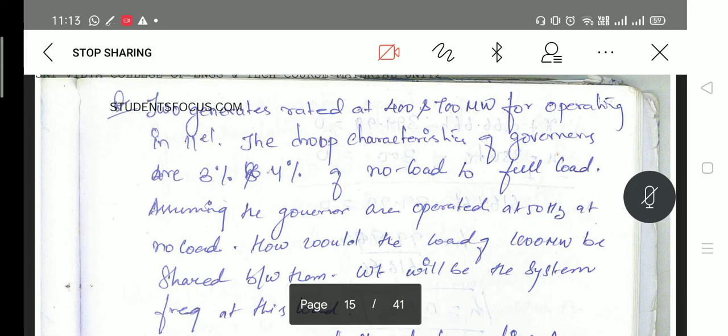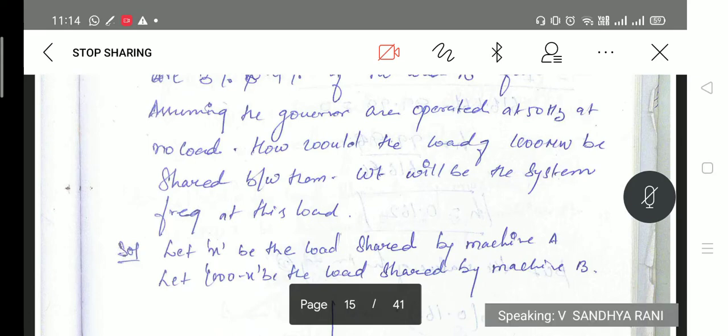Two generators rated at 400 and 700 megawatts are operating in parallel. The drooping characteristics of governors are 3% and 4% from no load to full load. Assuming the governors are operated at 50 Hz at no load, how would the loading of 1000 megawatts be shared between them? What will be the system frequency at this load?